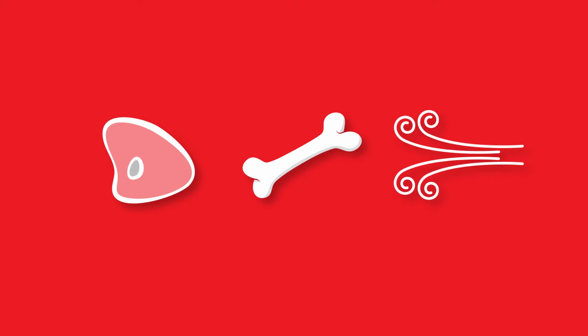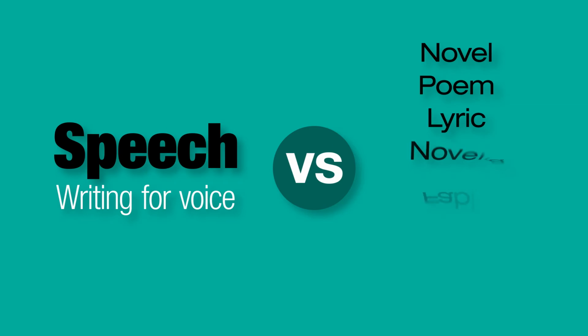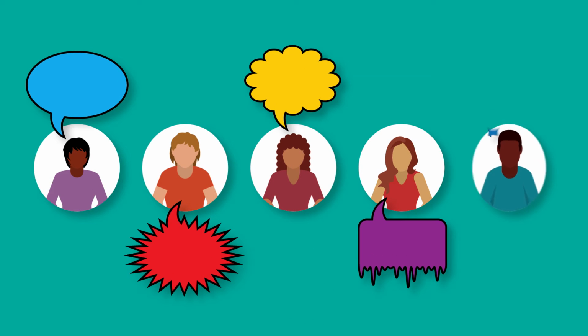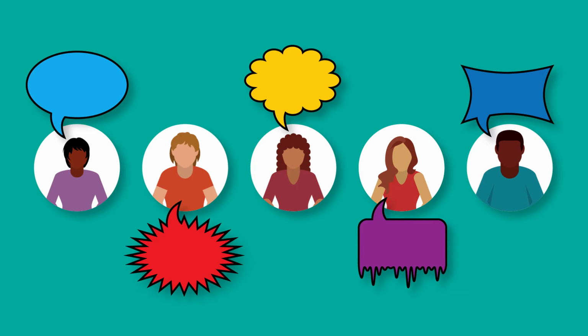For this section, our key concepts and key questions are going to be, what is speech? That is writing for voice versus other sorts of writing. What's character? How does character combine with speech to become character voice? What kinds of speeches are there, and what is the process by which we begin to write character speech?